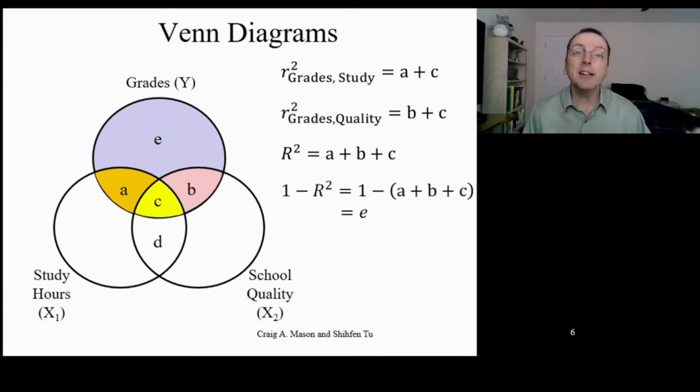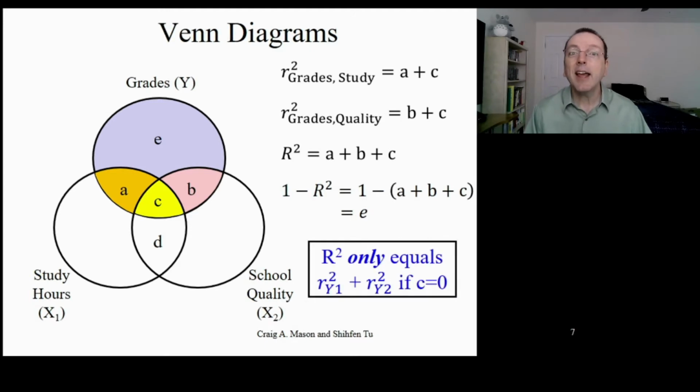But there is a special situation in which they do add up. Do you see what that might be? It's when C equals zero. You can write that as capital R squared only equals lowercase r squared y1 plus r squared y2 if C equals zero. Now, r squared y1 is just a shorthand way of saying the squared correlation between the outcome y and x1, our first predictor variable. And r squared y2 is the squared correlation between our outcome y and x2, our second predictor.